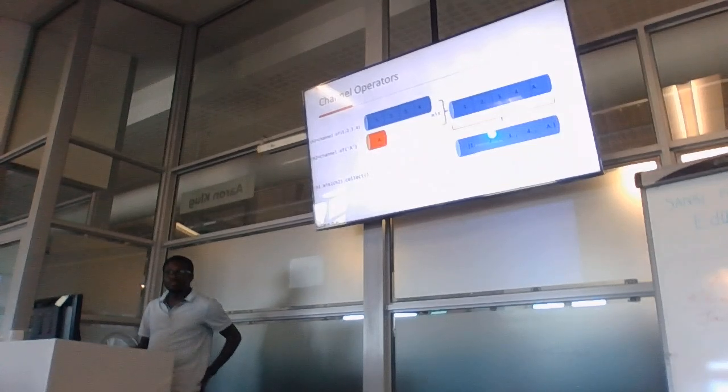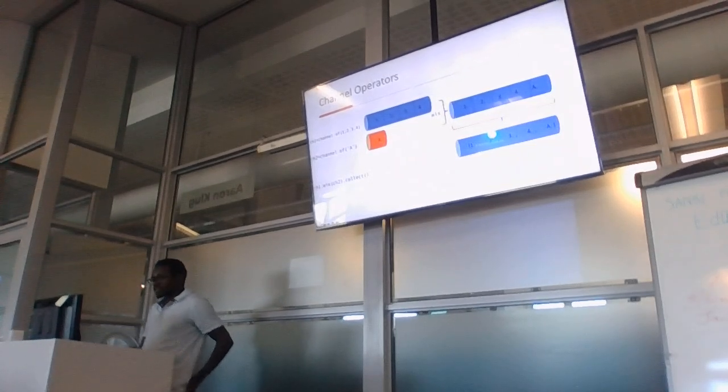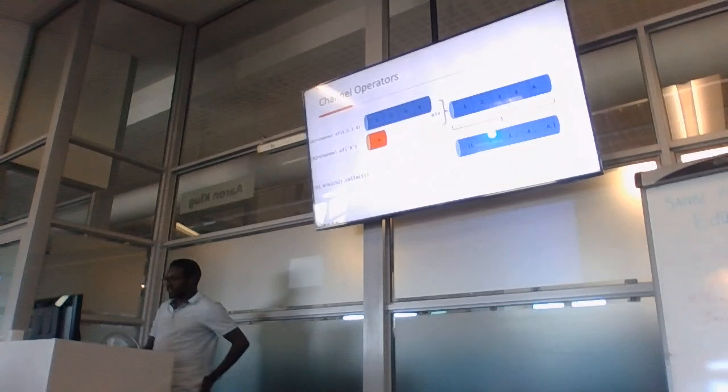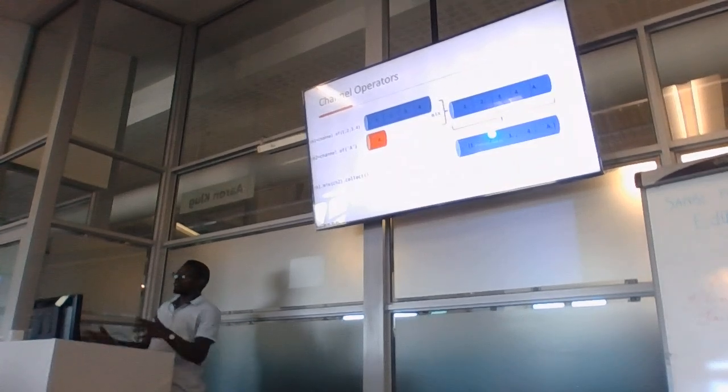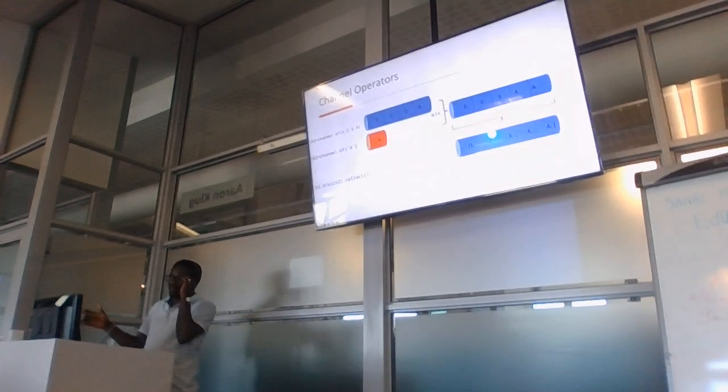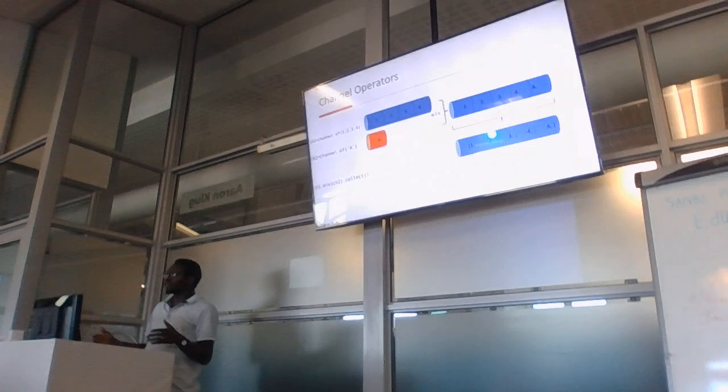How you do that is simply take the first channel and use the operator called mix to incorporate the second channel. Then you can use another operator called collect, which will convert the channel into an array or a list. Okay.